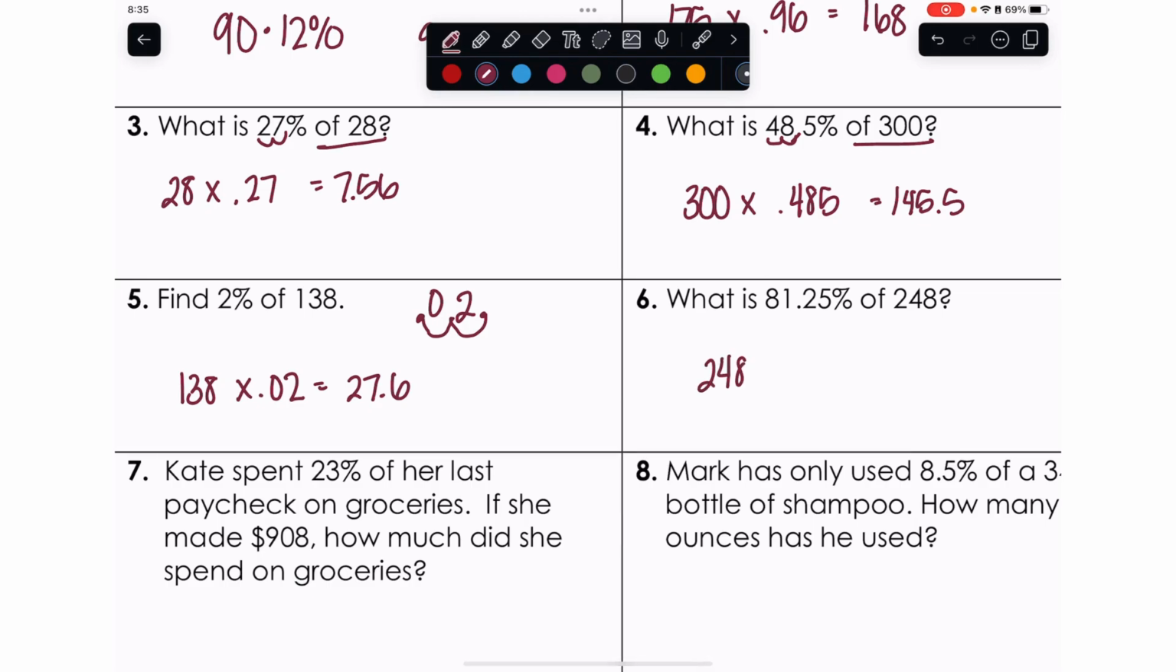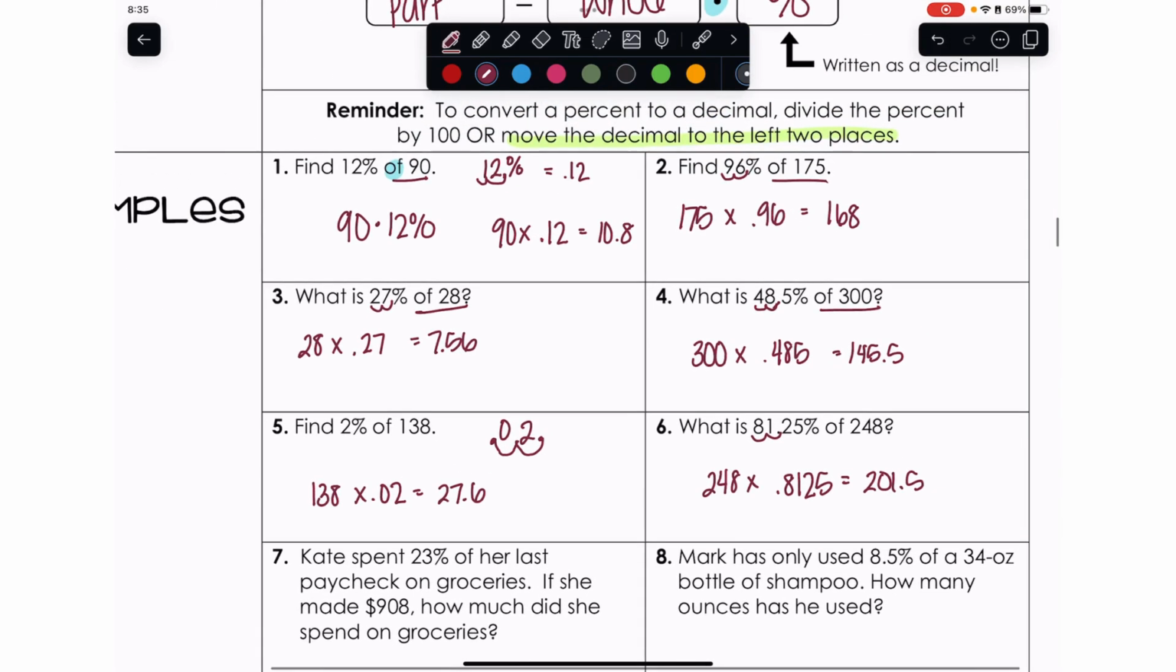And then finally, what is 81.25% of 248? Well, I can take 248 times, if I convert that, 1, 2 to the left, 0.8125. Make sure to not forget any of your numbers. Okay, so I get 201.5.